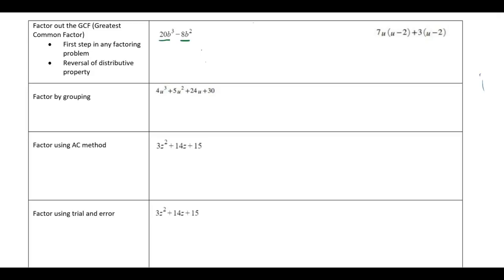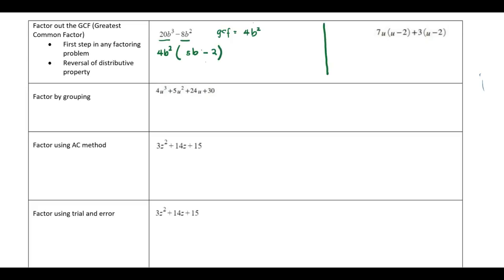The greatest common factor of the constants and the variable part of the terms. So the GCF here will have to be 4, because that's the highest factor common to 8 and 20, and b squared, the smaller of b cubed and b squared. So we pull it out. 4 into 20 is 5. B squared into b cubed is b. So that's what's left of the first term. 4 into minus 8 is minus 2, and b squared into b squared is 1.